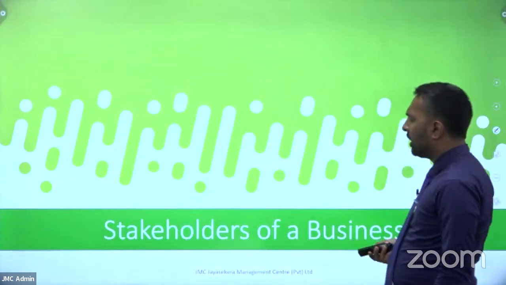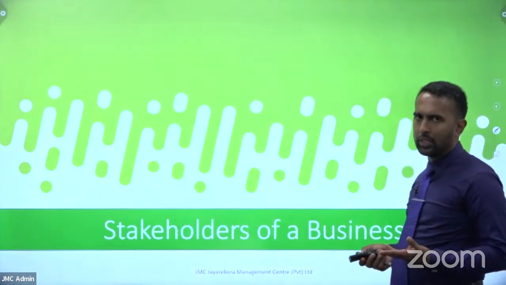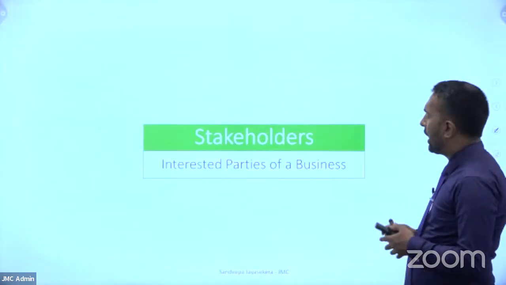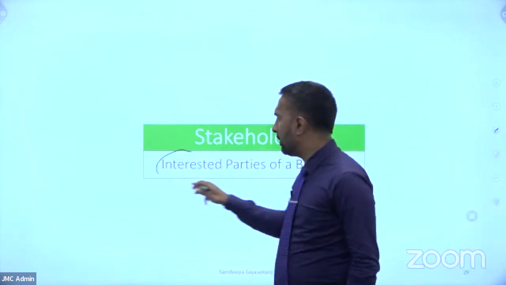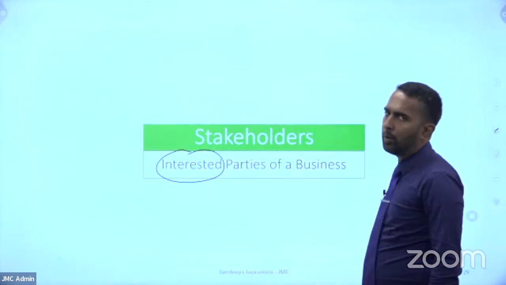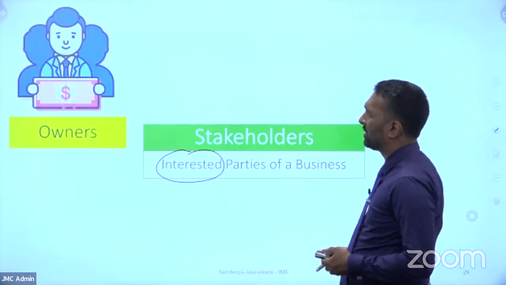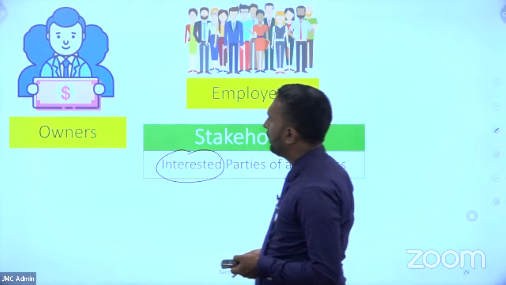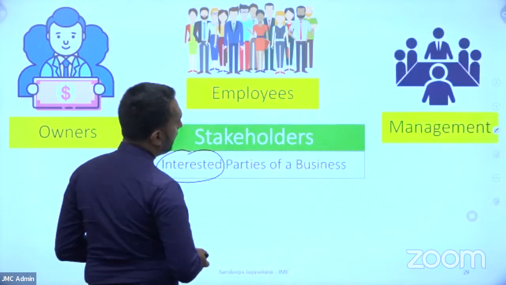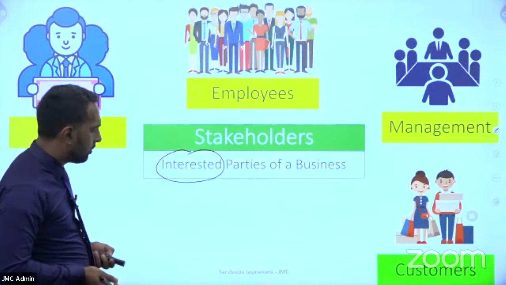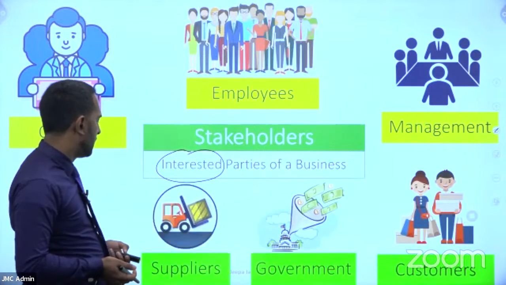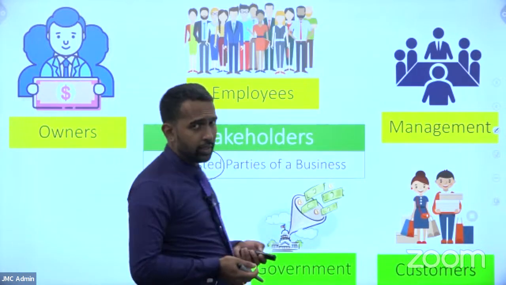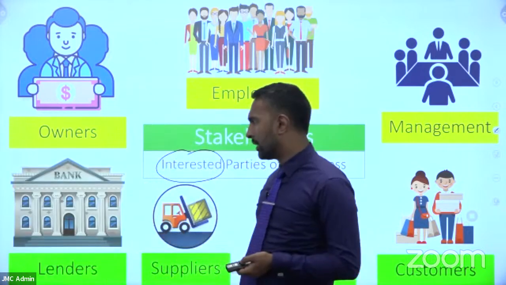Okay. So let's move on to the stakeholders of a business. This we have discussed, right? Stakeholders are the parties who are interested in the business. It can be the owners, the employees, the management, the customers, the government, the suppliers, and the lenders.